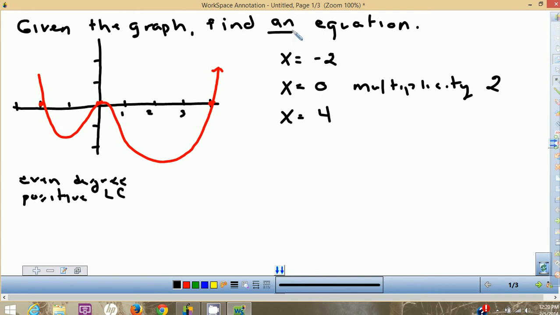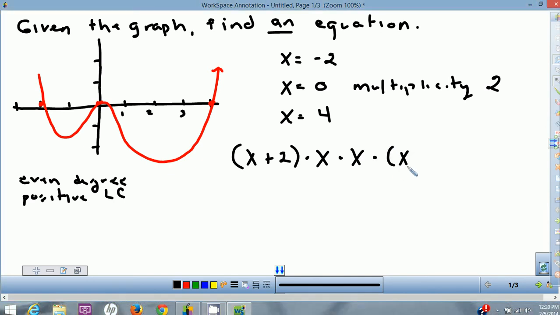So if I set this up so that x is equal to -2 becomes a factor, I move this -2 back to the other side. My factor here is x plus 2. X equals 0. My factor here is x. And then I have that as a multiplicity of 2, so that has to show up twice. And then x equals 4 gives me a factor of x minus 4. So there are all of my factors for this particular function.